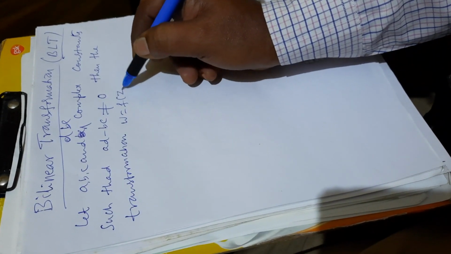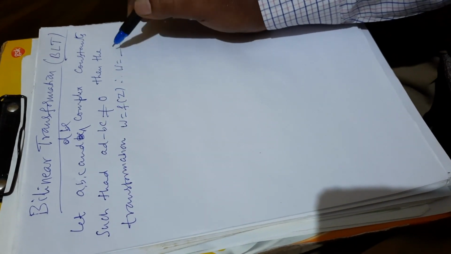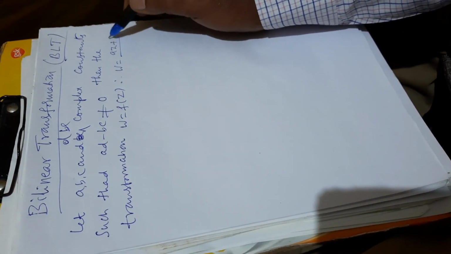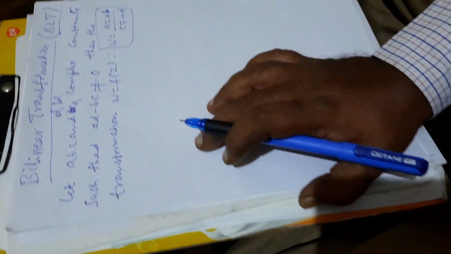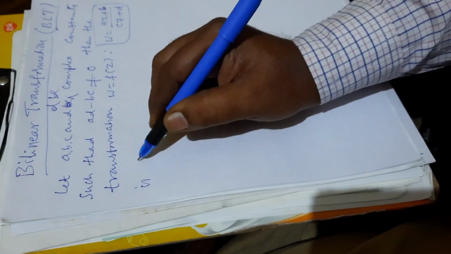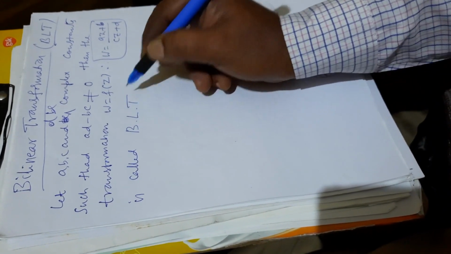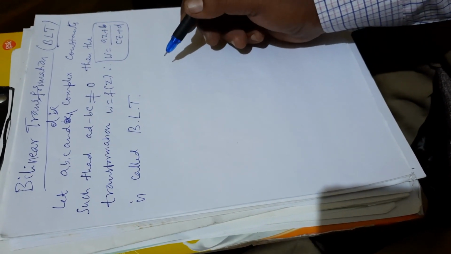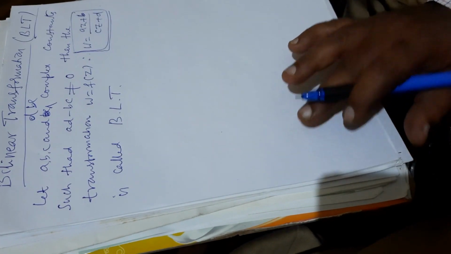where W is equal to f of z, that is W equals AZ plus B divided by CZ plus D, is called the bilinear transformation. This is the definition of the bilinear transformation.